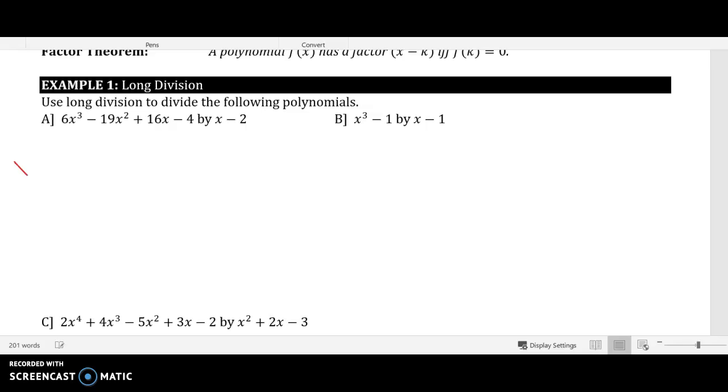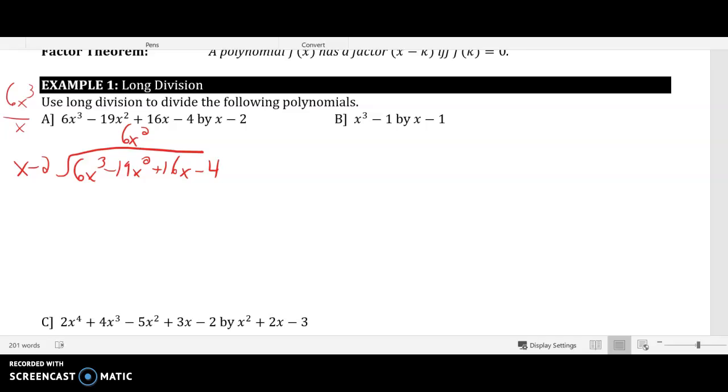We've got to divide x minus 2 into 6x cubed minus 19x squared plus 16x minus 4. So how many times, it's just going back to long division from elementary school, how many times does x go into 6x cubed? You can write it out if you need to: 6x cubed divided by x. What's that going to divide out to? It's going to be 6x squared.